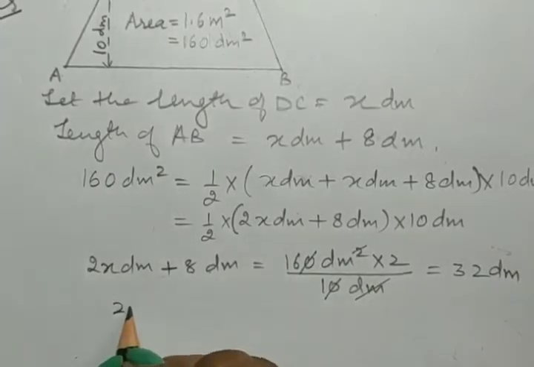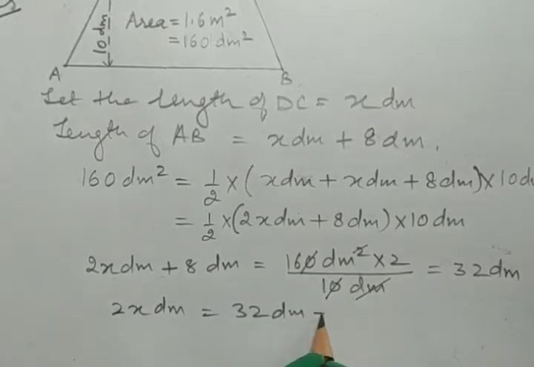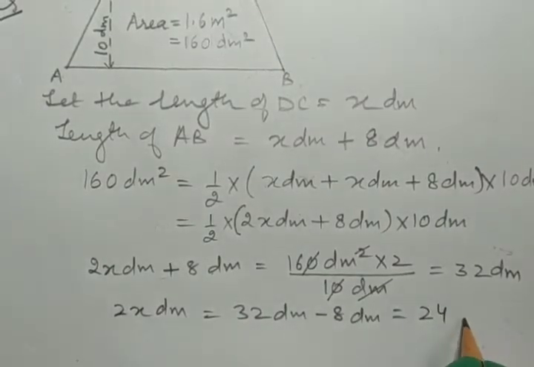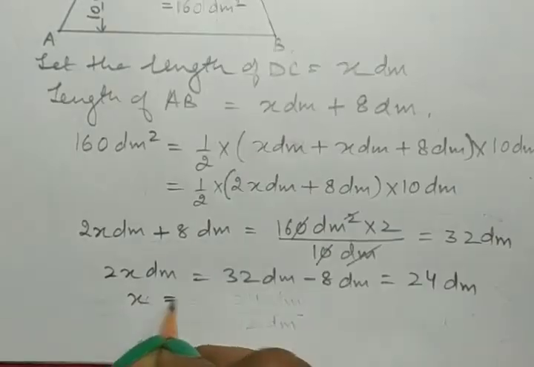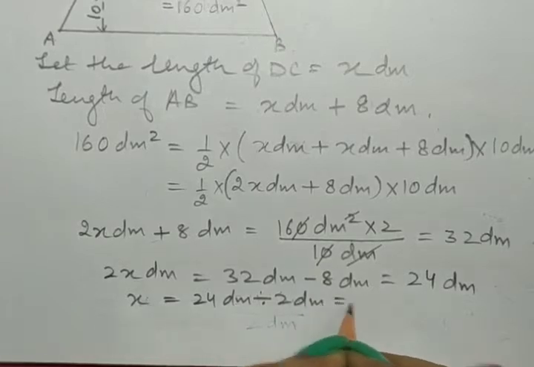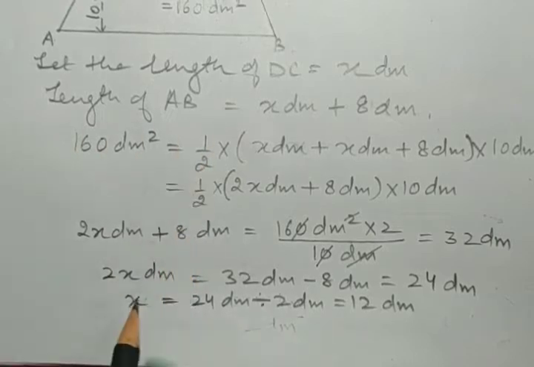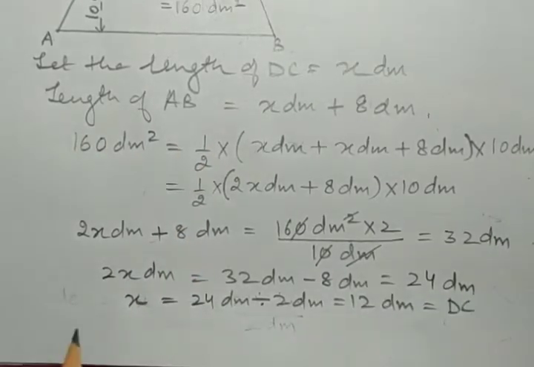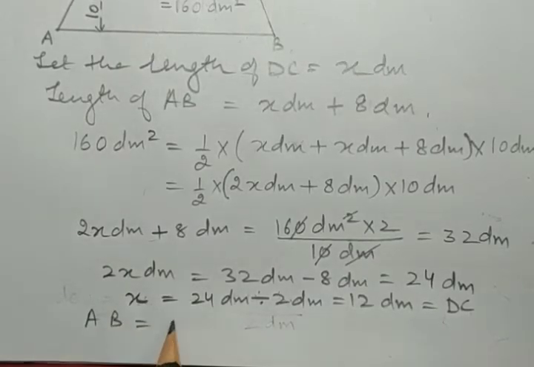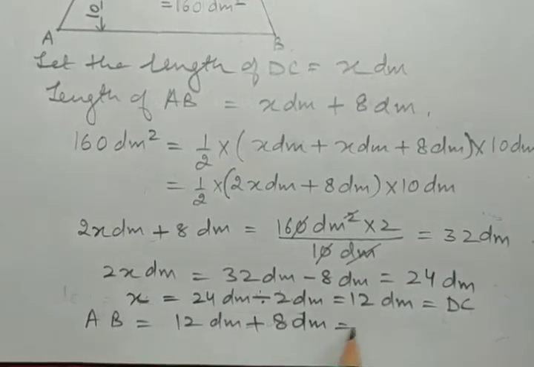decimeters. So value of 2x decimeters is equal to 32 decimeters minus 8 decimeters, and that is equal to 24 decimeters. X is equal to 24 decimeter divided by 2, we will get 12 decimeters, and this is the length of the smaller side DC. So the length of the other parallel side, which is greater than DC, AB, is equal to 12 decimeter plus 8 decimeter, and we get 20 decimeters.